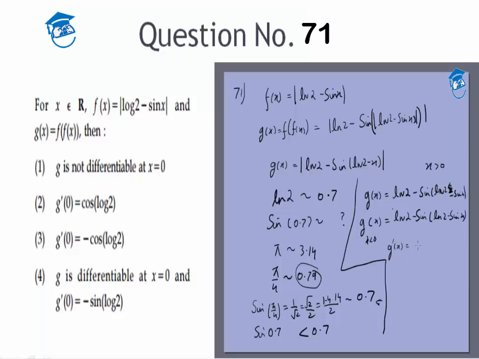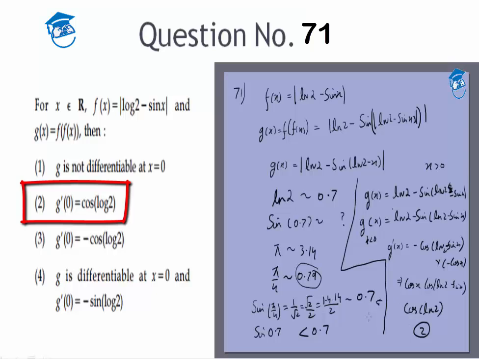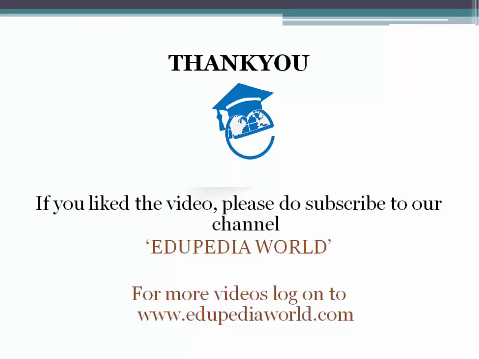g dash of x is equal to minus cos of (ln2 minus sin x) multiplied by minus cos x. So minus and minus cancel. What we get is cos x times cos of (ln2 minus sin x). And for x equal to 0, cos x is 1, we simply get cos of ln2 because sin x is 0. So the answer to this question, g dash 0, is cos of ln2, which means the answer is option 2. This completes the solutions. Thank you.